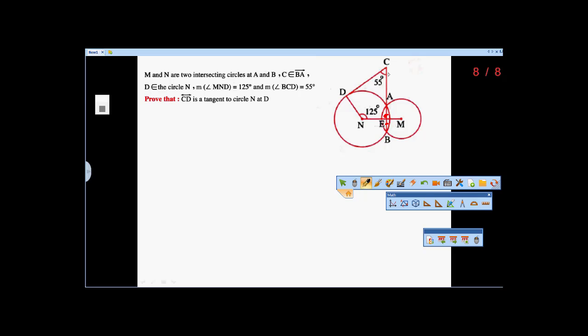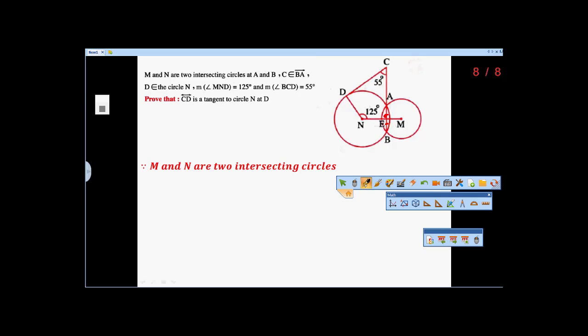So the measure of this angle, which represents CEN, is 90, and CEND is a quadrilateral, so I can find the measure of angle D, or CDN. Because we know that the sum of measures of interior angles of a quadrilateral is 360, the measure of angle D is 360 minus (90 plus 55 plus 125). It will be 90. Let us see the proof together.